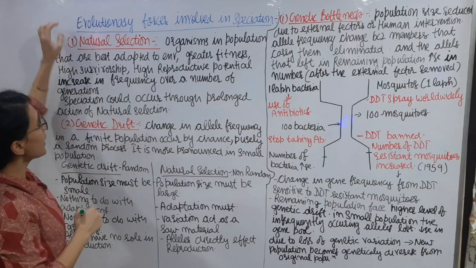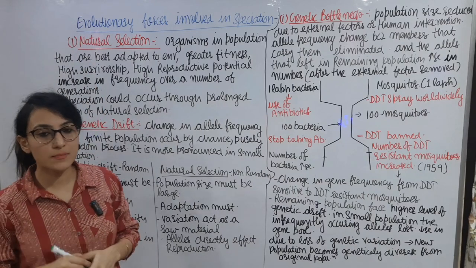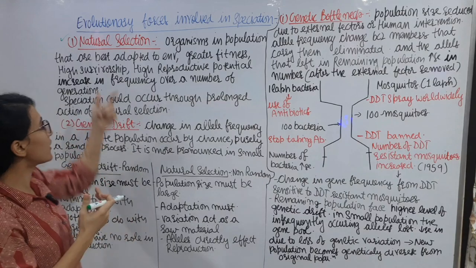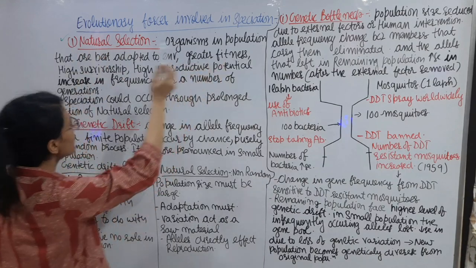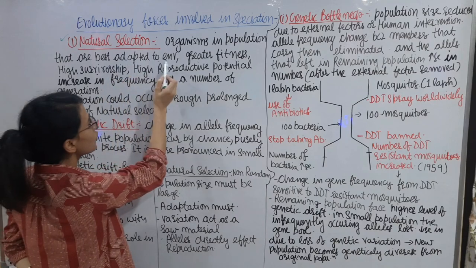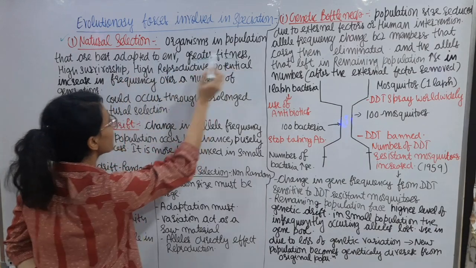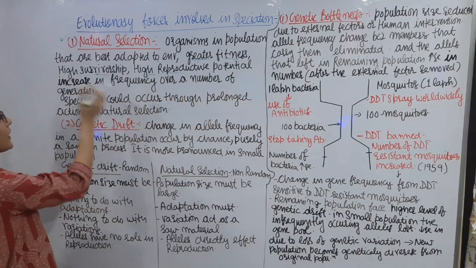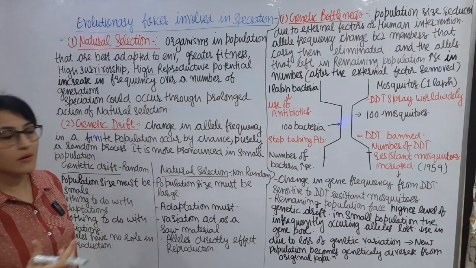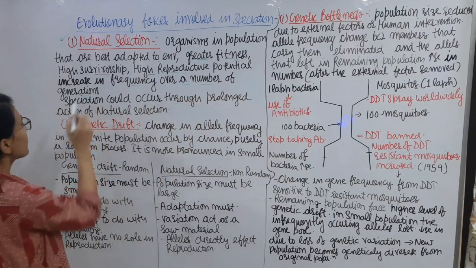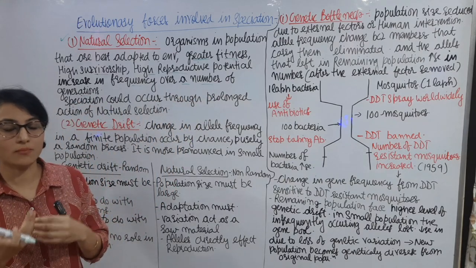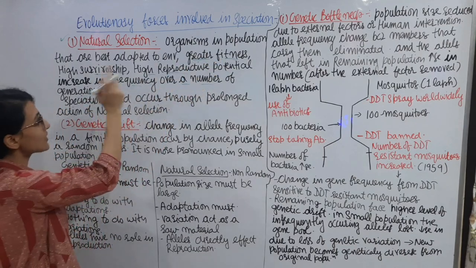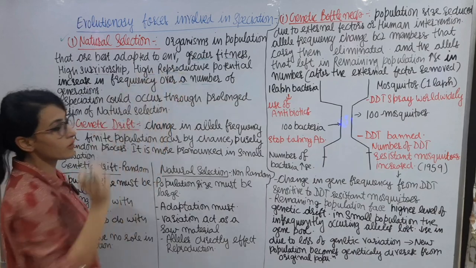So the next topic is the evolutionary forces involved in speciation. The first force involved in the formation of species is called natural selection. The organisms in a population that are best adapted to a particular environment, having greater fitness, a greater survivorship rate and higher reproductive potential, increase in their frequency or number over a number of generations by natural selection, because natural selection favors the individuals with greater fitness, a large survivorship rate and higher reproductive fitness.